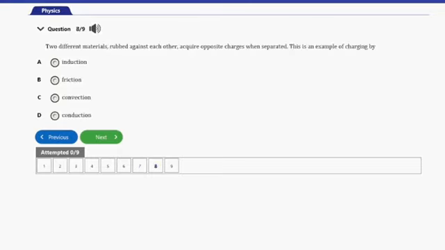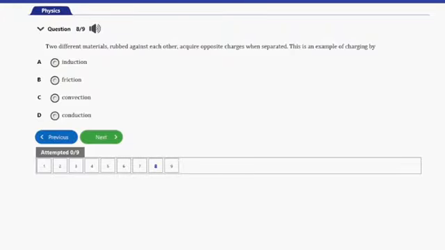That's question number 8 here. It says, two different materials rubbed against each other acquire positive charges when separated. This is an example of charging by A. Induction, B. Friction, C. Convection, D. Conduction. So guys, the answer to this question is option B, and that's friction.